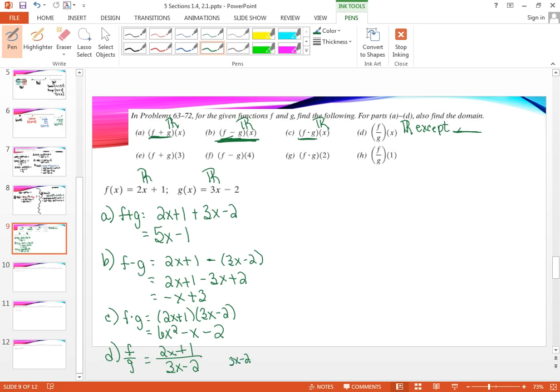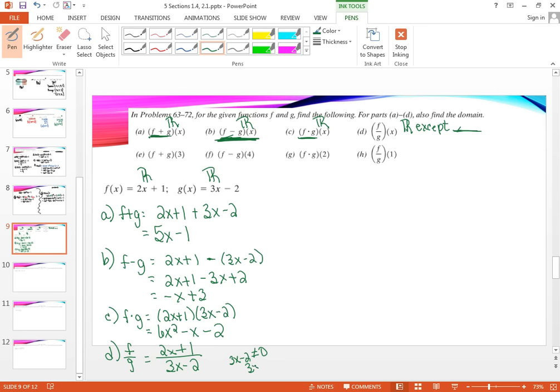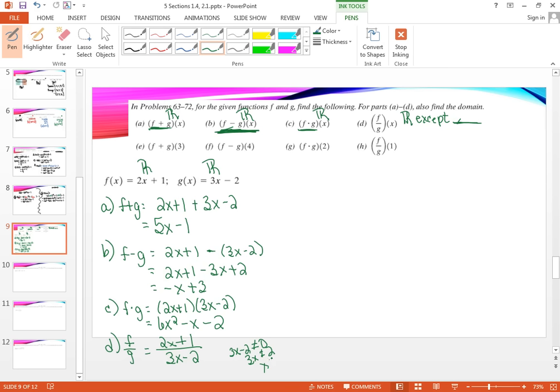3x minus 2 can't equal 0. So 3x can't be 2. X had better not be 2/3, is that right? So up here, all real numbers except x cannot be 2/3. Okay. Now, E, F, G, and H.